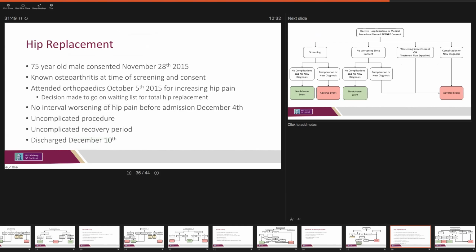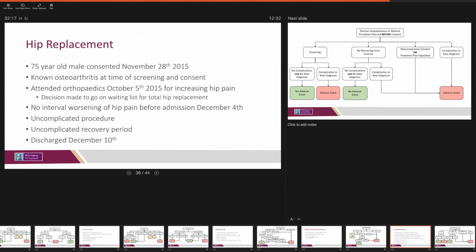Moving to the hip replacement one, the hip replacement argument is a very common one and it causes quite a bit of confusion. So my interpretation of the hip replacement one is that, again, what we've got here is a 75-year-old man who's in a study in November. He's known osteoarthritis. It's part of his baseline medical history at the time of consent. And about 2 months before he entered the study, he had been to the orthopedic surgeons who said, we're going to do your hip replacement and we're going to put you on the waiting list. He's been sitting on the waiting list since then.